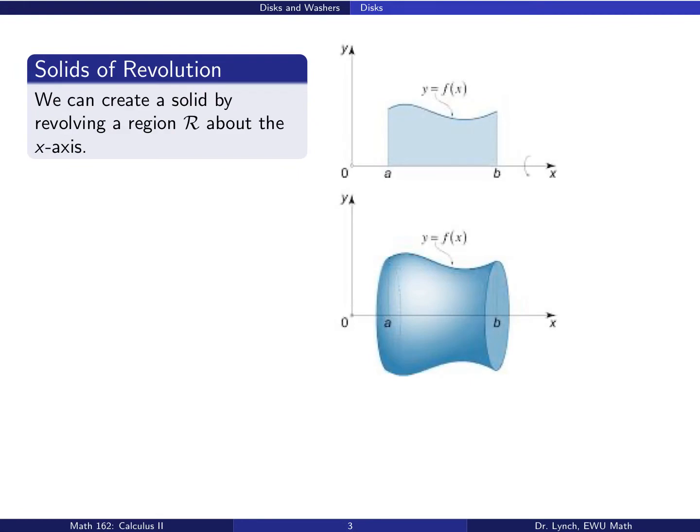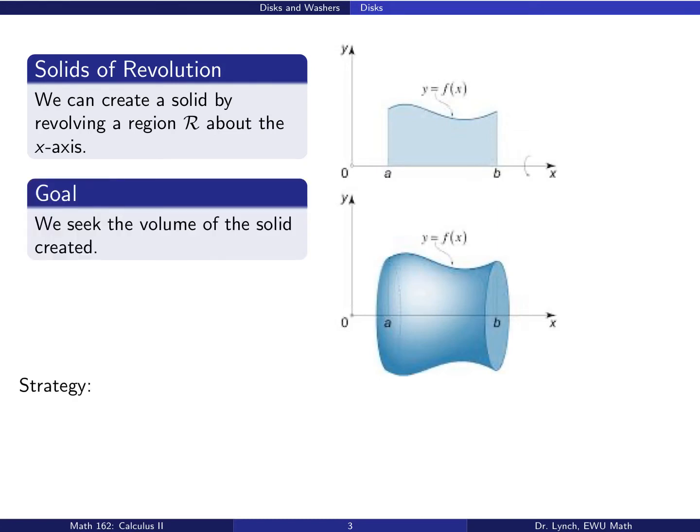So the main problem here is that we will be creating a solid by revolving some region around an axis. In this case, we see that the region is the area between the x-axis and the curve f on the interval from A to B. Revolving that around the x-axis, we obtain a solid. Our goal in general here is to find the volume of the solid of revolution.